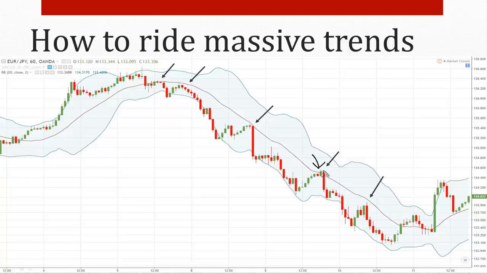Alternatively, if you want to give your trade more room to breathe, you can also trail it using the outer Bollinger Band. In this case, if you use the outer Bollinger Band, you would only exit when the market breaks and closes above this outer Bollinger Band over here. So this gives your trade more room to breathe and increases the odds of you capturing a longer term trend. So this is another way you can use Bollinger Bands to ride the trends.